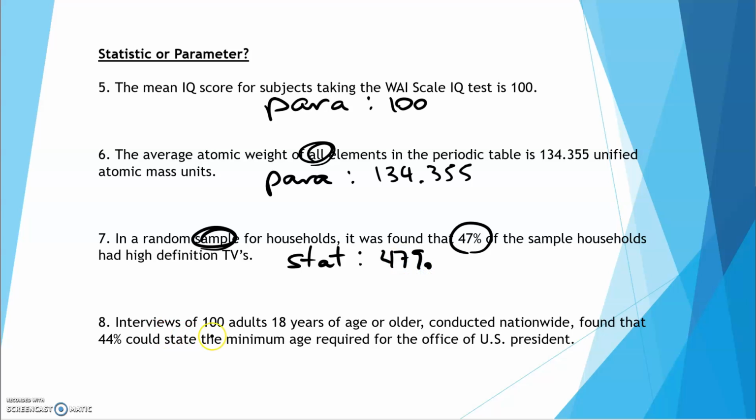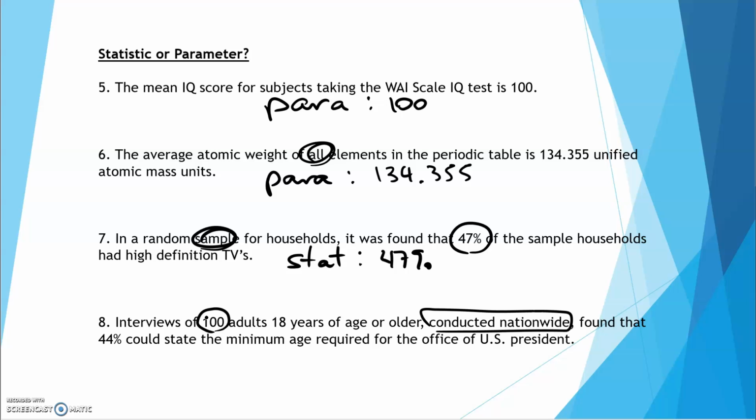Okay, number 8. Interviews of 100 adults 18 years of age or older conducted nationwide found that 44% could state the minimum age required for the office of U.S. President. Okay, so 100 adults 18 years of age or older. This was conducted nationwide. Okay, so nationwide, is there only 100 people that are 18 years of age or older? No, there's a whole bunch more than 100, right?